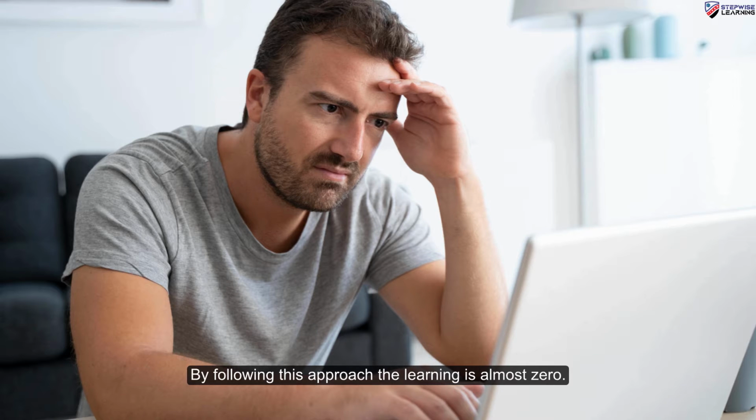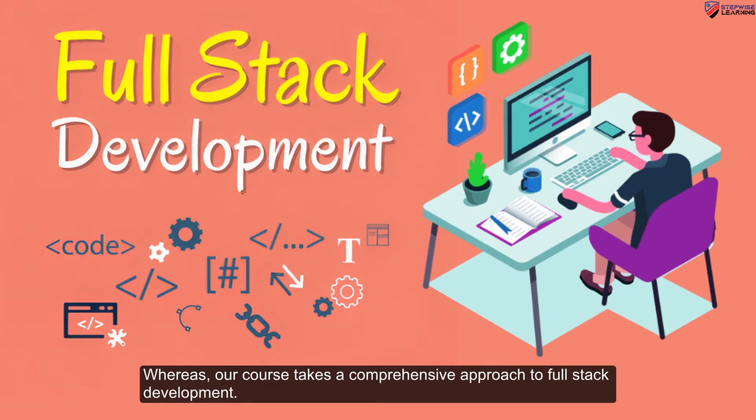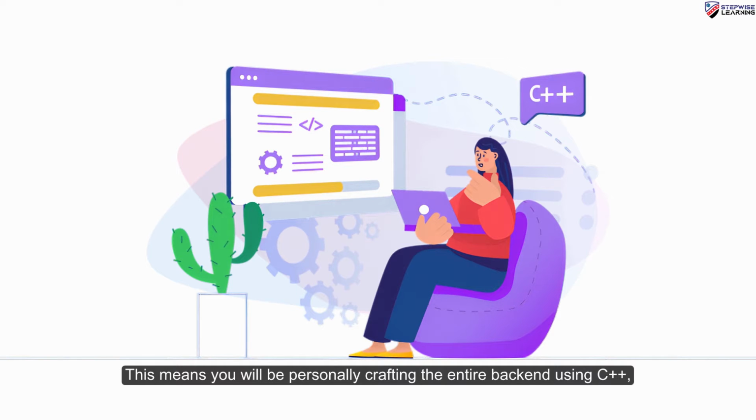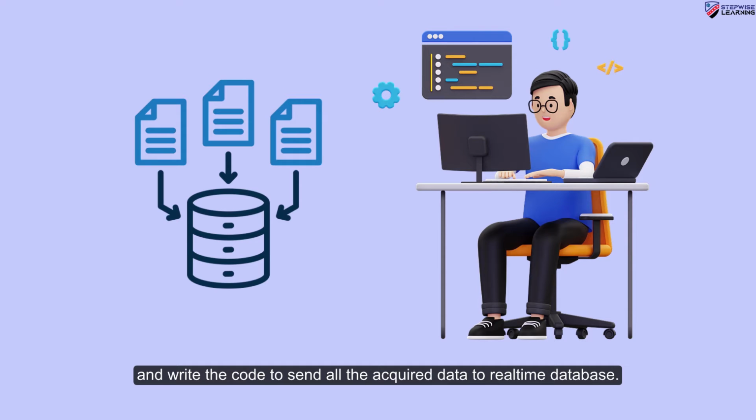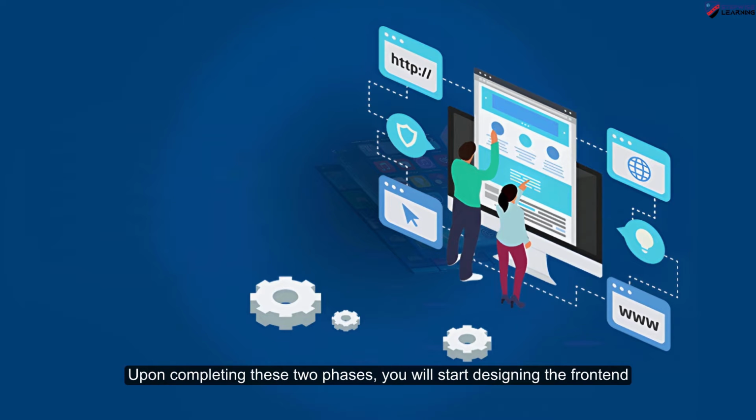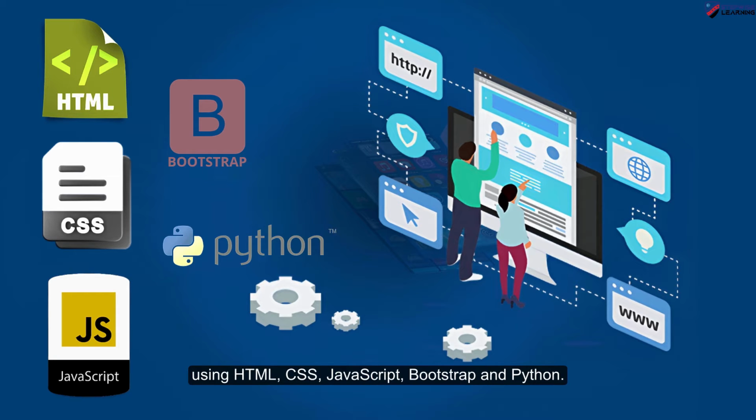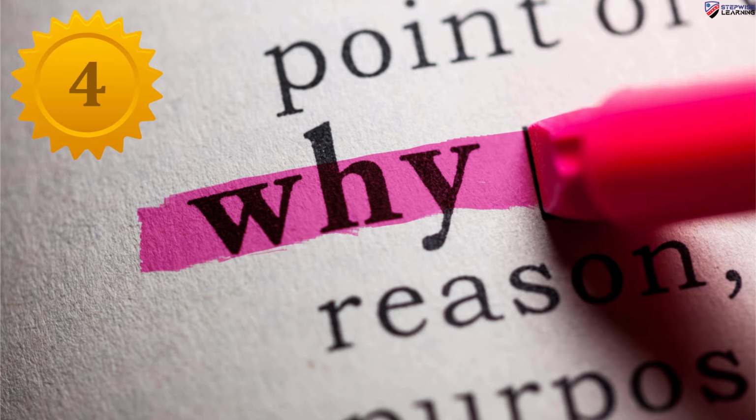By following this approach, the learning is almost zero. Whereas our course takes a comprehensive approach to full-stack development. This means you will be personally crafting the entire backend using C++ and writing the code to send all the acquired data to a real-time database. Upon completing these two phases, you'll start designing the frontend using HTML, CSS, JavaScript, Bootstrap, and Python. Here are four main reasons why you should take this course.